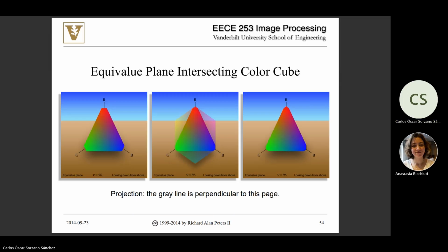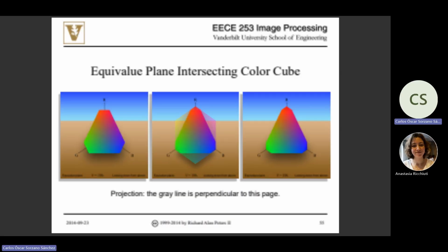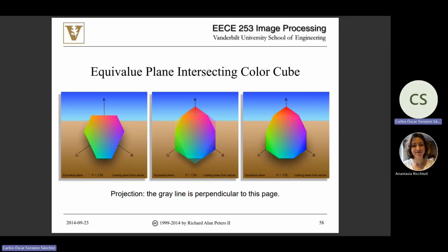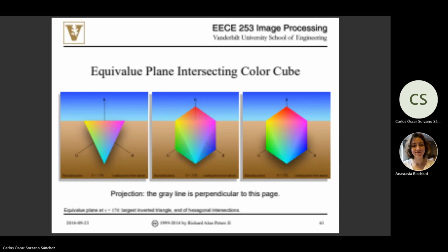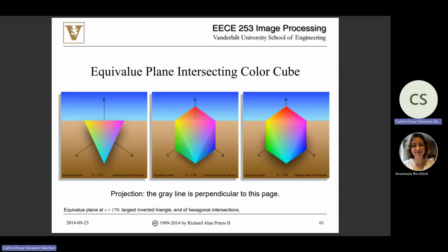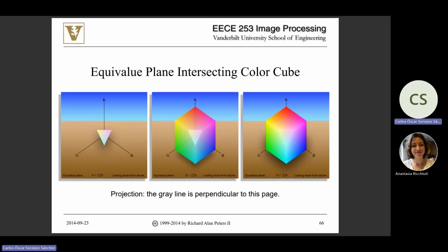Then you increase V a little bit more, and now it is a hexagon, with this funny shape. And then you keep increasing. So those are the intersections. And at some point, you are back again to triangles. And you keep increasing, and at some point you are in this corner, and your intersection would be just a point that is white.